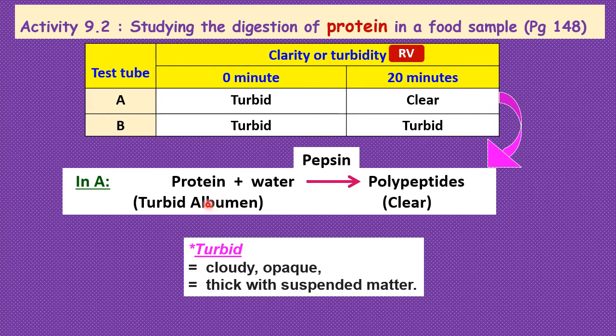So when the turbid solution becomes clear, it means that polypeptides are formed and digestion of protein has occurred. That means pepsin has digested or hydrolyzed the protein to form polypeptides.